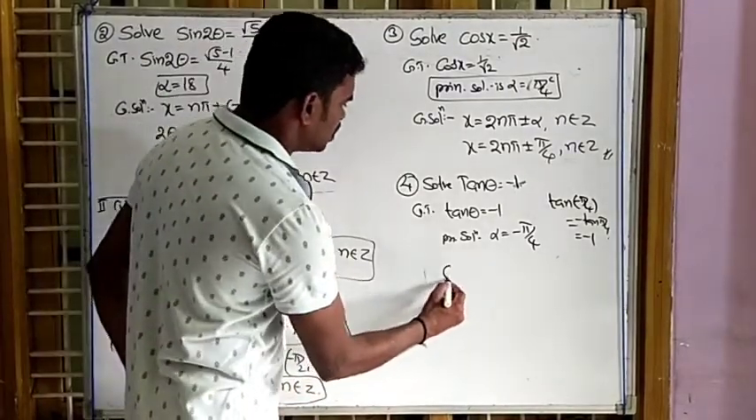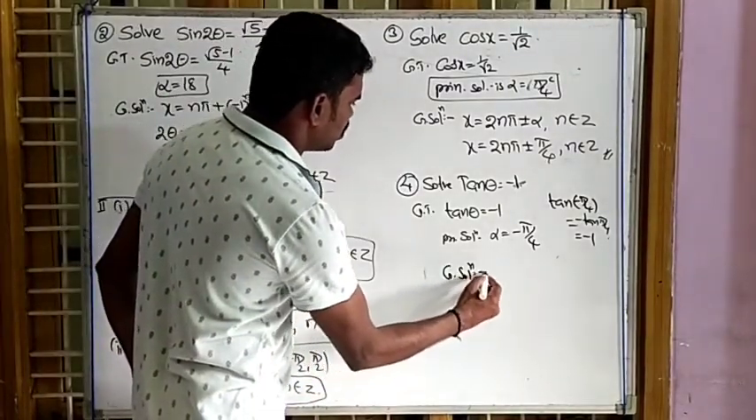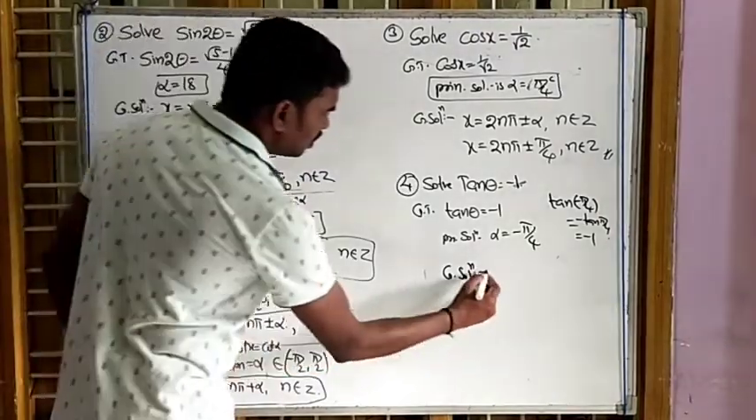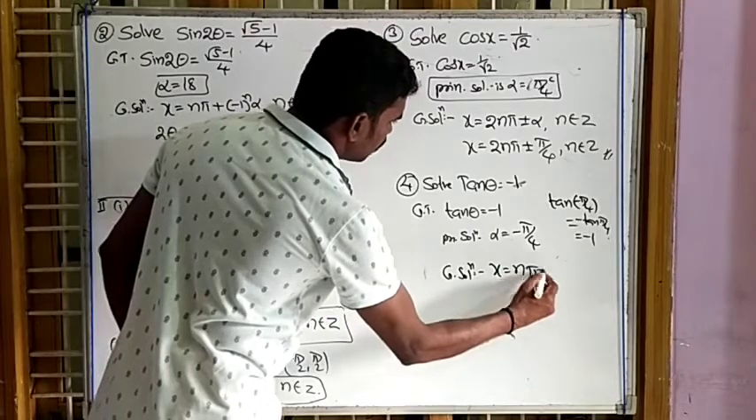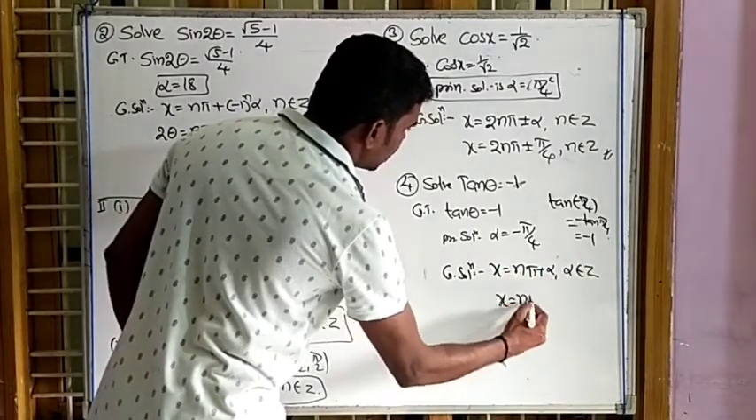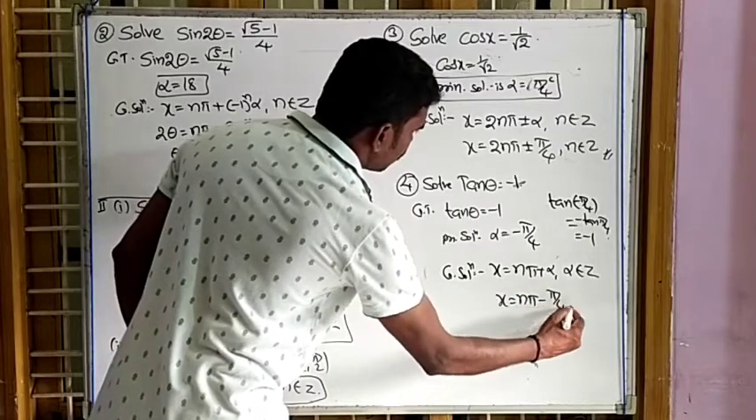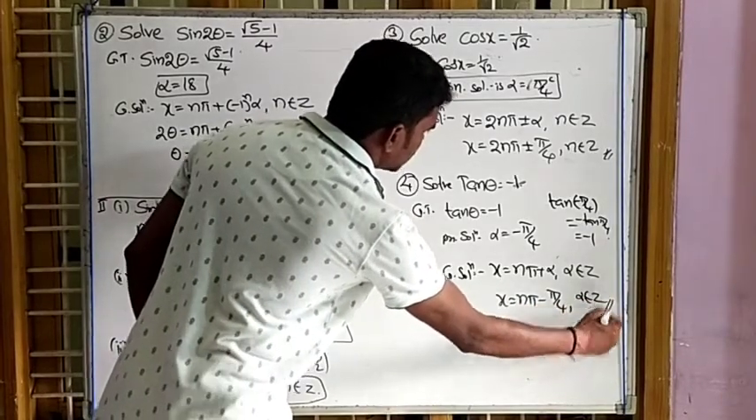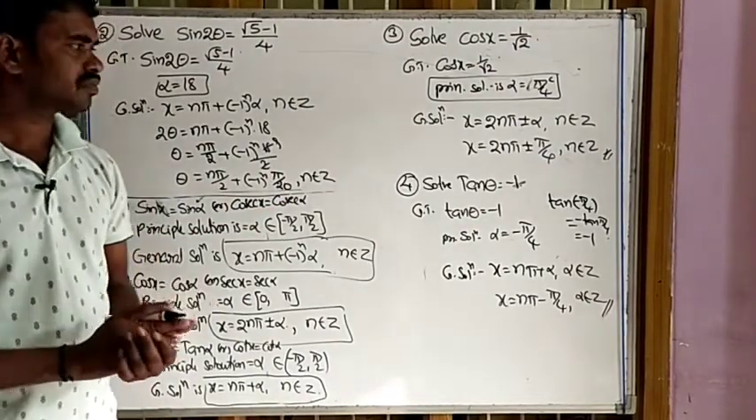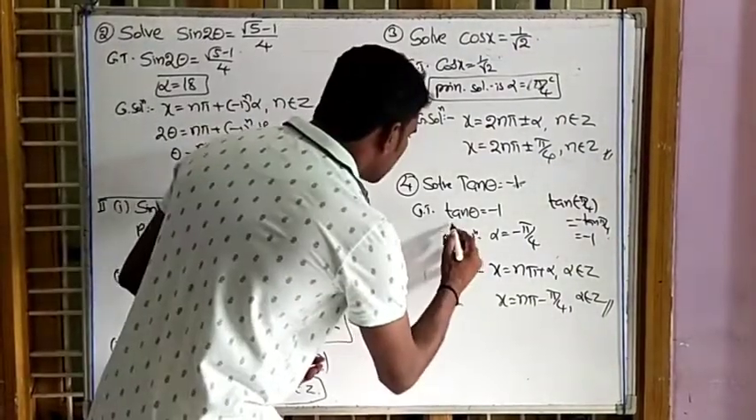Okay. Now general solution. General solution what? Tan x is equal to n pi plus alpha, n belongs to integer. Then x is equal to n pi minus pi by 4, n belongs to Z. This is the answer. Any doubts? If you have any doubt, please write down here.